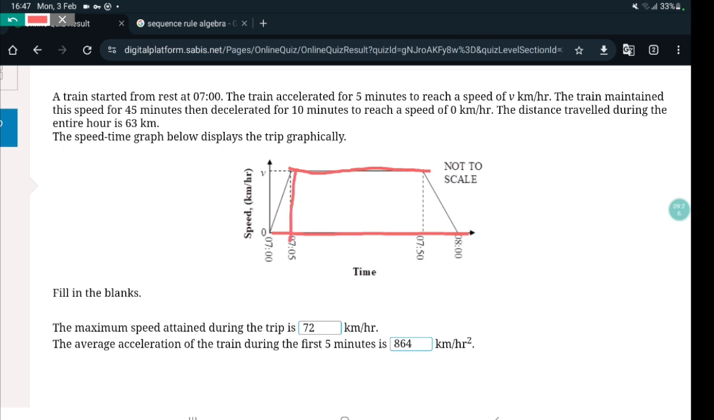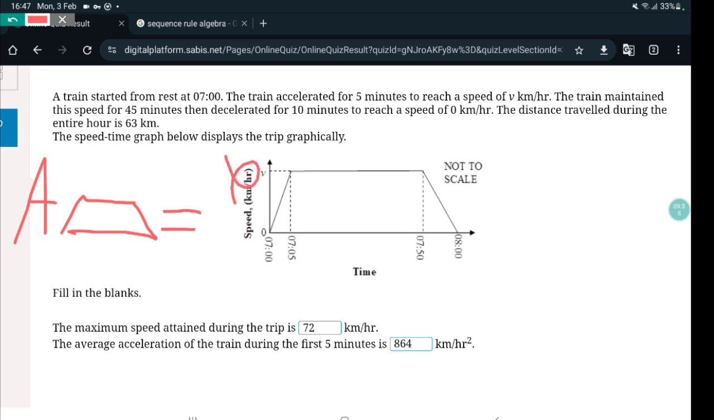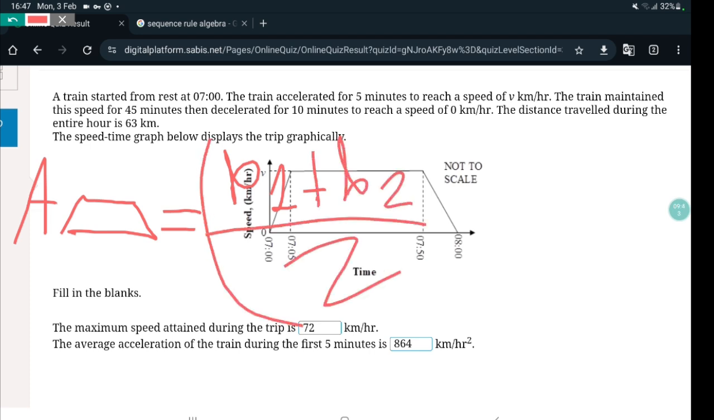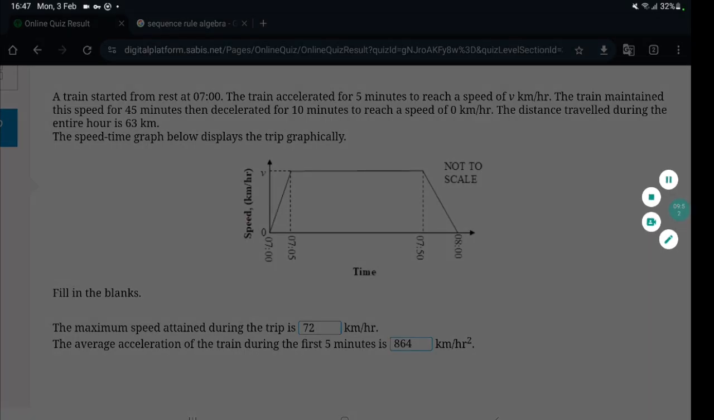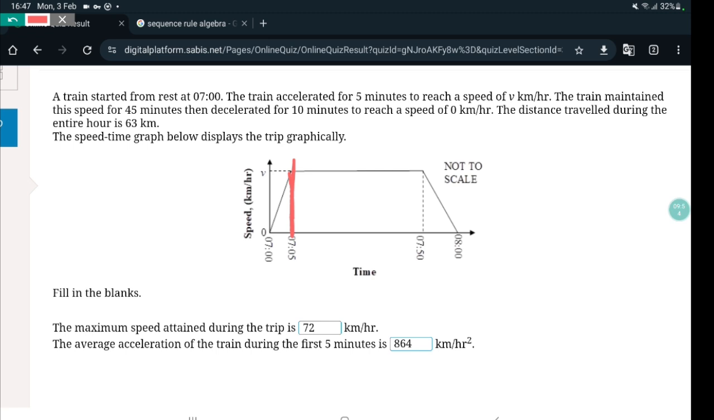Okay, so we know the area of the trapezoid equals base 1 plus base 2, over 2, times height. This is the rule. And we're trying to find h, the height.